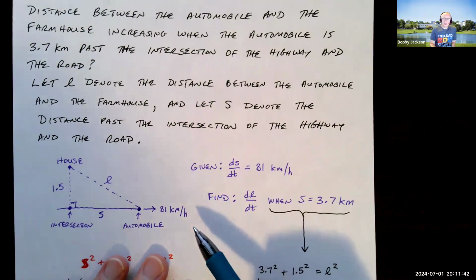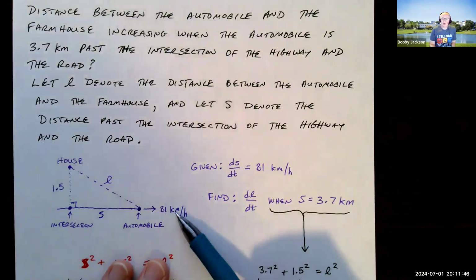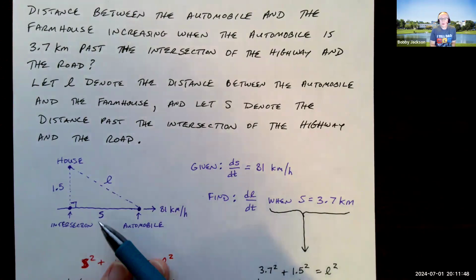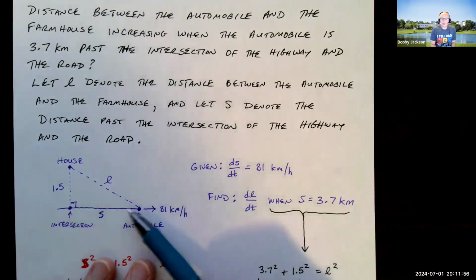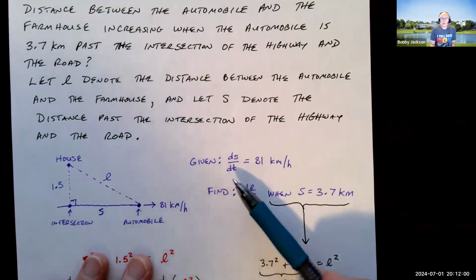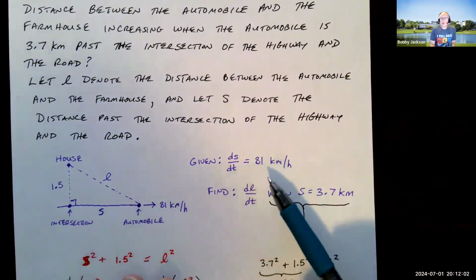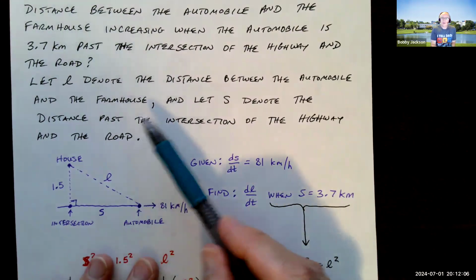So what information are we given? Well, we're told that the automobile is traveling at 81 kilometers per hour. And so notice that is the rate of change of S. S is the distance from the intersection to the automobile. S is getting bigger, right? That distance is increasing as the automobile moves to the right. And so ds/dt is what's given. That is 81 kilometers per hour. It's positive again because S is increasing.